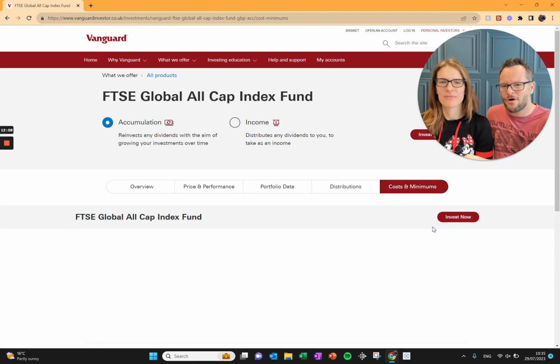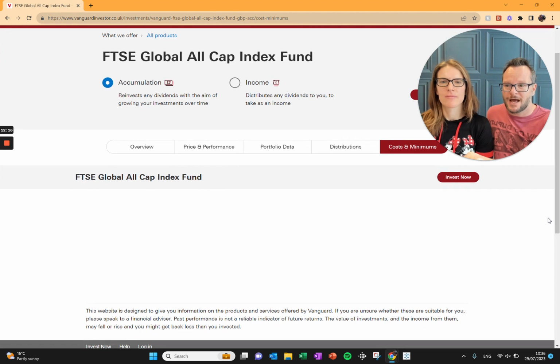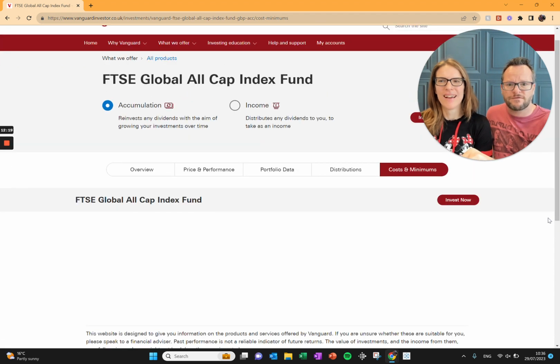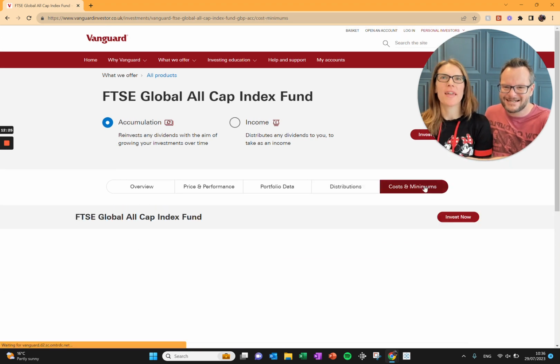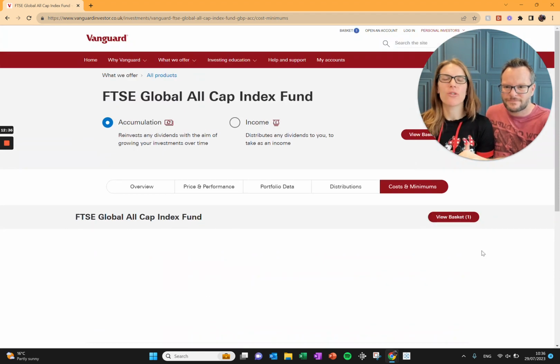Final tab is cost and minimums, which shows you how much it costs to buy the fund and what your minimums are to invest in there, which at the moment is blank, so it's obviously free. Vanguard funds are extremely low, so it's 0.15% to have the account itself, 0.15% of whatever you have invested, and that's capped at 375. And then there's the ongoing charges, or you might hear it called the annual management charge, which is 0.23%.